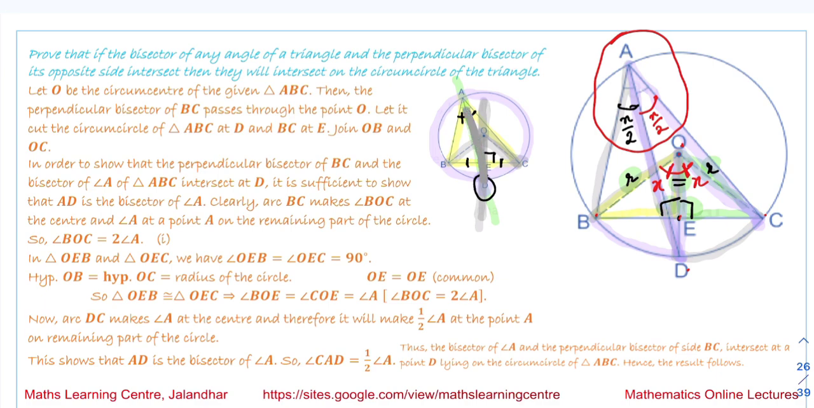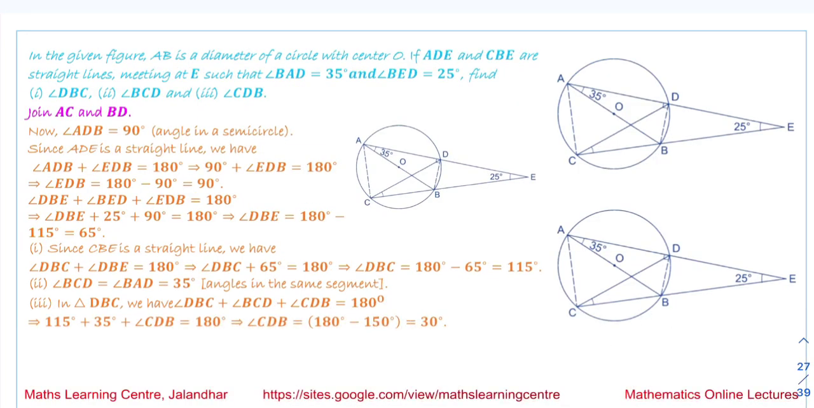We have joined this point D and A, and what we have obtained is that this line AD is the angle bisector. And this is what we have to prove, that the angle bisector of this angle A passes through the point D. That is, it meets the perpendicular bisector OE at the point D, which lies on the circumcircle of the triangle ABC.